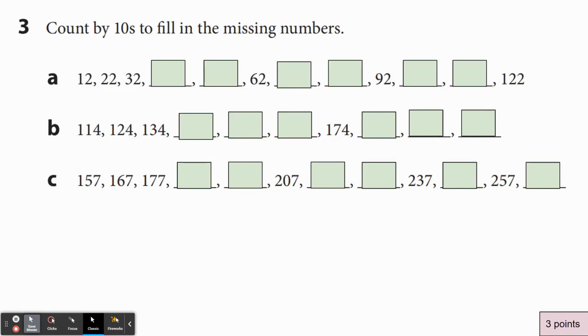Number 3, count by tens to fill in the missing numbers. So you're going to skip count by tens, filling in the missing number for each green box.